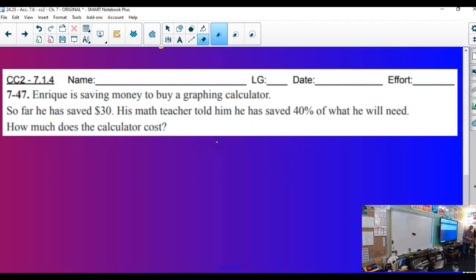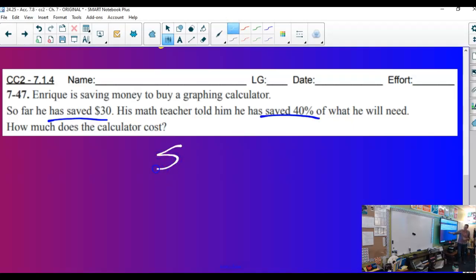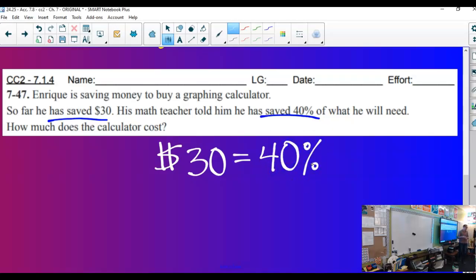Enrique is starting to buy a graphing calculator, which you guys don't really need these days because Desmos does a lot of that for you. Well, Desmos can do all of it for you pretty much. He has saved $30, and that is 40%. The $30 is 40%. We need to figure out the 100%.